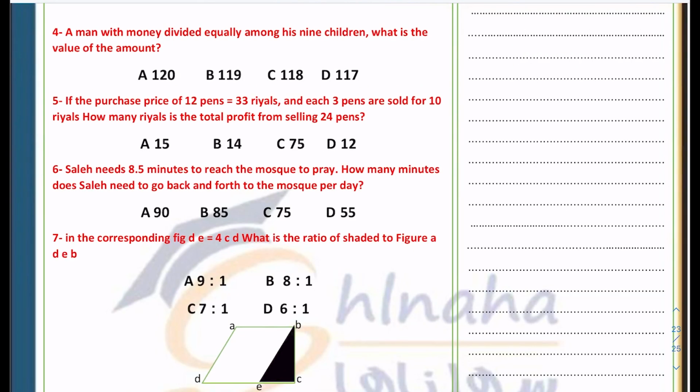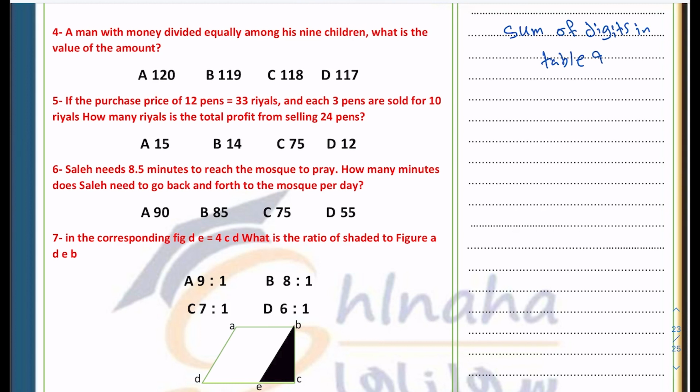A man can divide equally what he has among his 9 children. So I'm searching for a number which is divisible by 9. How can I know that a number is divisible by 9? You have to add all the digits, and the sum of the digits must be in table 9. If I add here 1 plus 2, 3. 3 plus 0 will be 3. Is 3 divisible by 9? No. 3 is a small number, it cannot be divisible by 9.